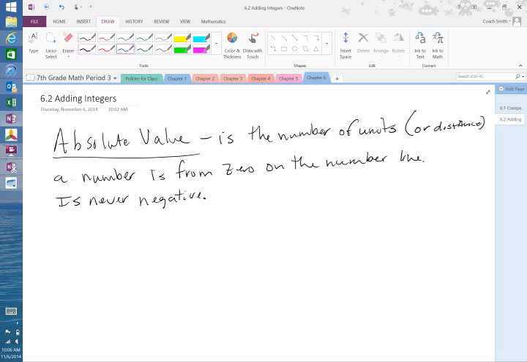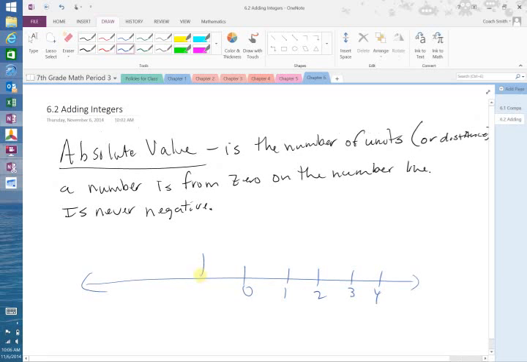If I look at a number line, we have zero right here, and I have 1, 2, 3, 4 over here. I have negative 1, negative 2, negative 3, negative 4. If I look at the number negative 4, how many units is negative 4 from 0? Well, it's 1, 2, 3, 4 units from 0. Just like over here, 4 is 1, 2, 3, 4 units from 0. Units cannot be negative.